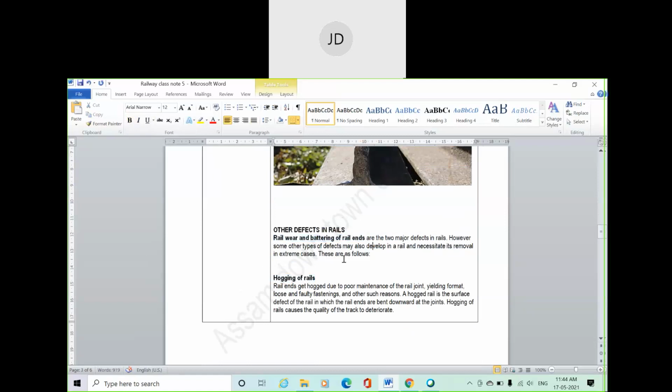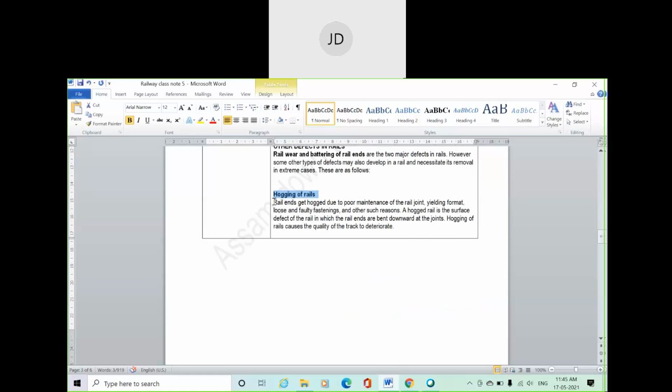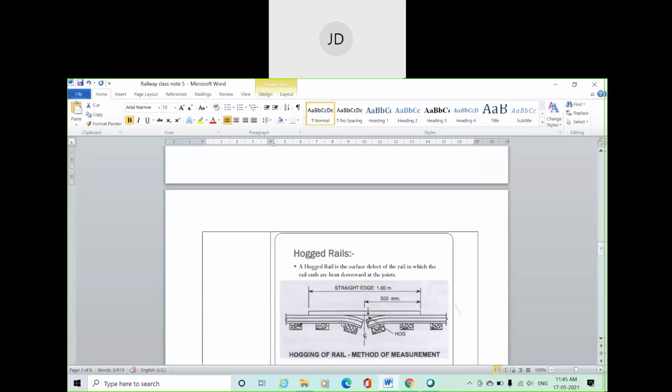However, some other types of defect may also develop in a rail and assist its removal in extreme cases, like hogging of rail. What is hogging of rail? We are going to show now. Here you can see some drawing. Here you can see the hogging: the end part bent down. This is called hogging.